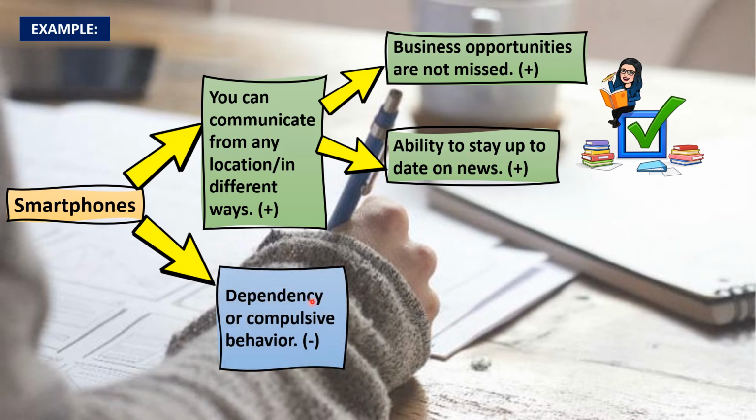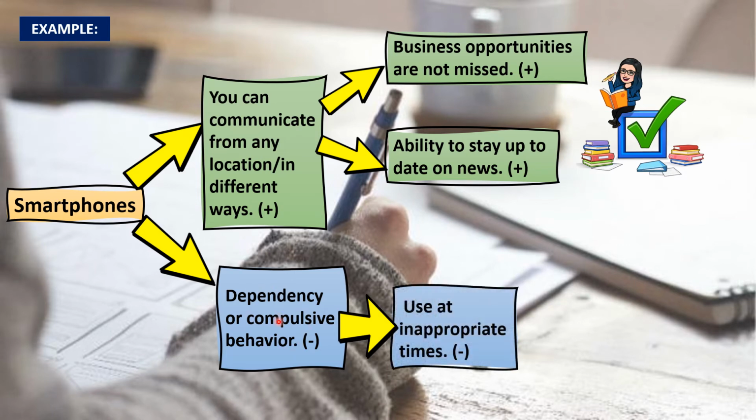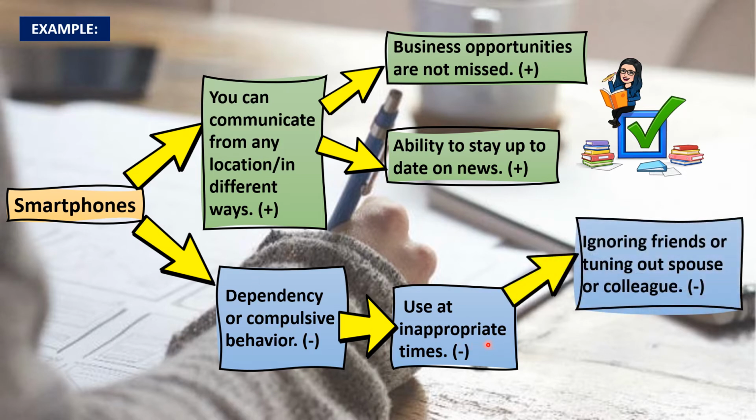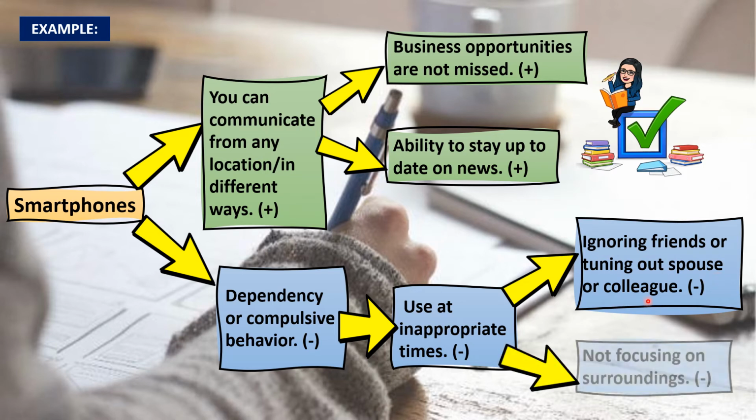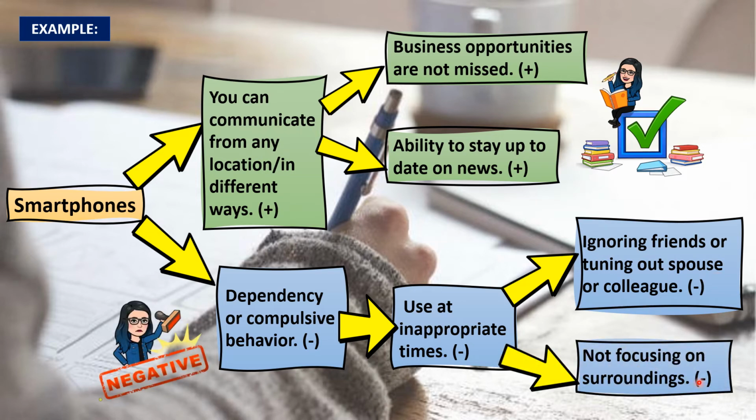On the other hand, I have dependency or compulsive behavior. Then at the same time, this is going to become a cause. And we have use at inappropriate times as the effect of this. And as a consequence of this use at inappropriate times, we have ignoring friends or tuning out a spouse or colleague, and also not focusing on surroundings. These are negative effects.